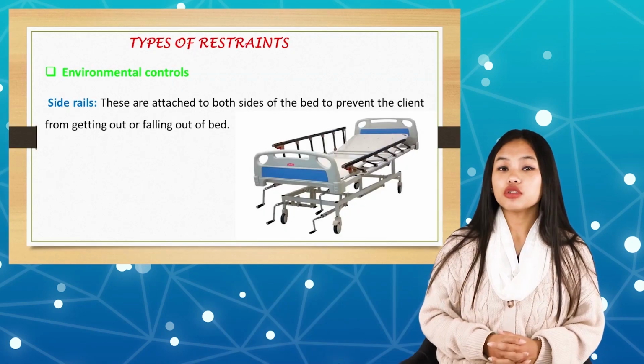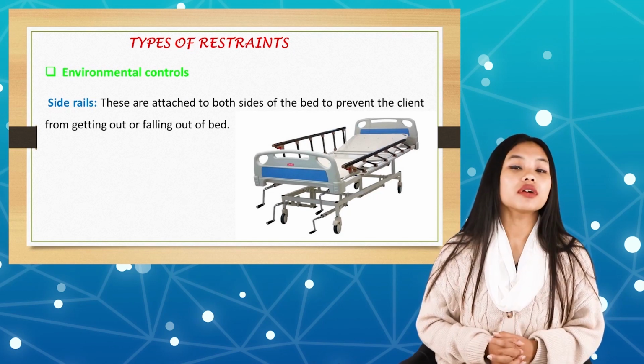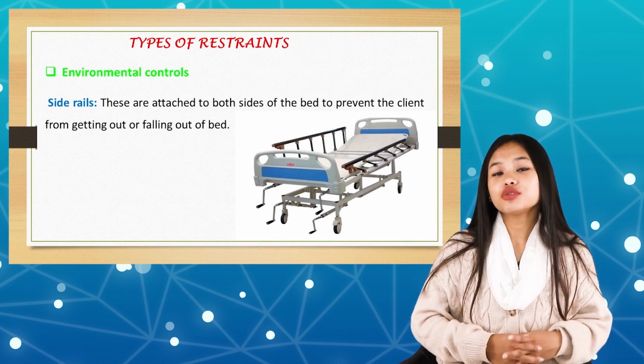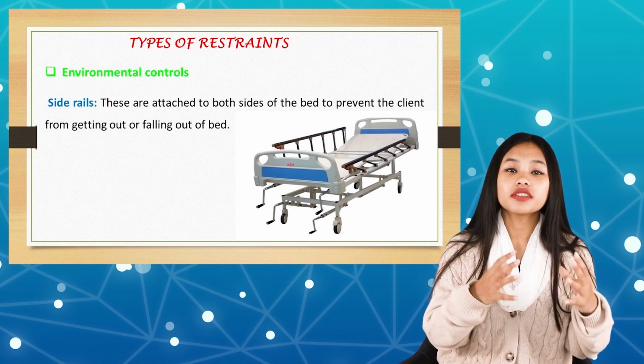So in order to prevent the client from falling, from injuring himself, or even from any kind of hazards, we can also use the side rails. So here these side rails, as we all know, are attached on both sides of the bed and are mainly used to prevent the client from falling or to prevent the client from leaving their bed, right?